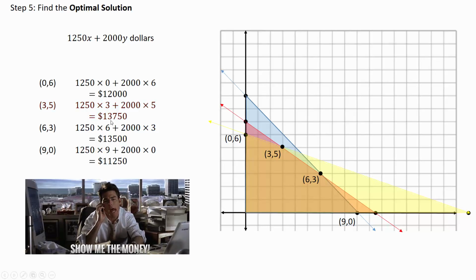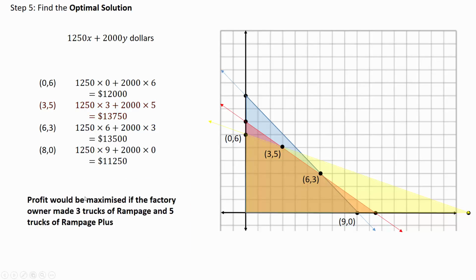That's $13,750. That is going to get them the most profit. 3 trucks of Rampage and 5 trucks of Rampage Plus. So what you should do is write that out in a sentence. Profit would be maximised if the factory owner made 3 trucks of Rampage and 5 trucks of Rampage Plus. Okay, so that's how you do one of those questions.